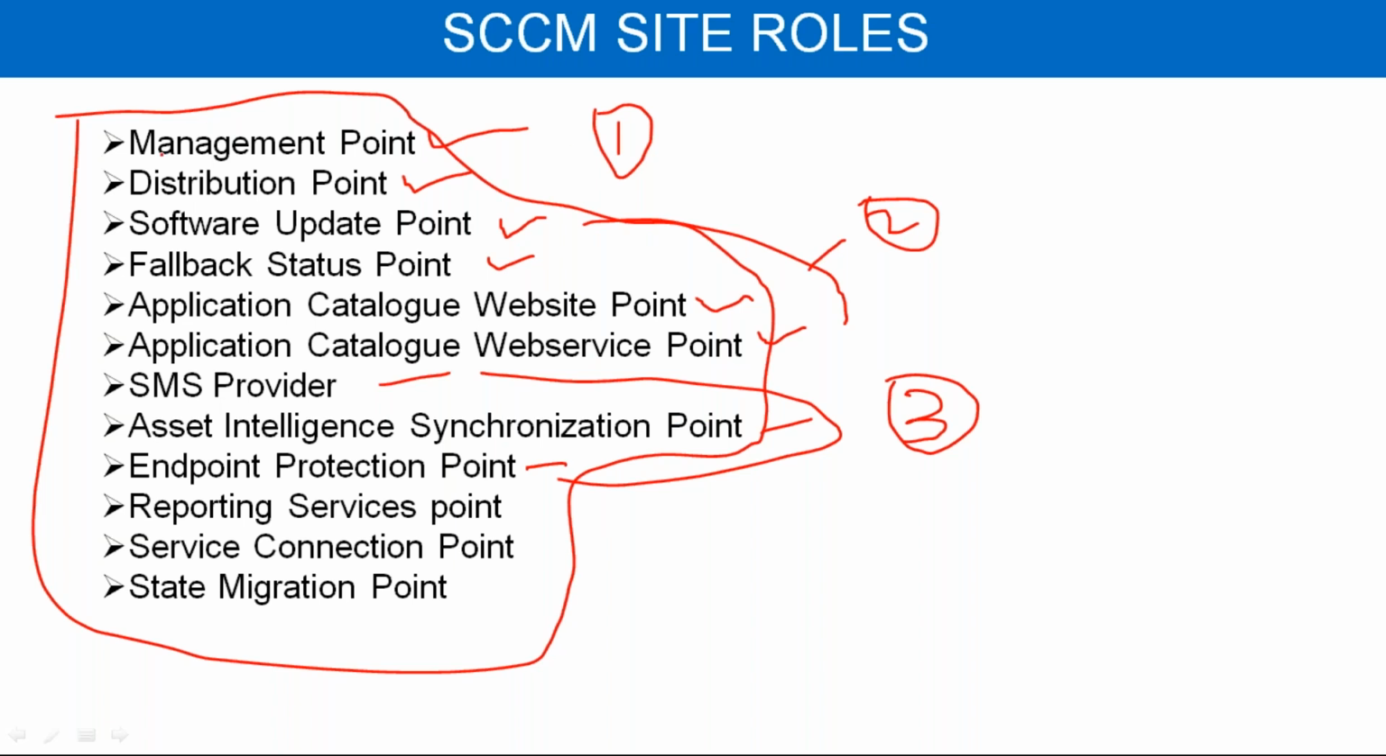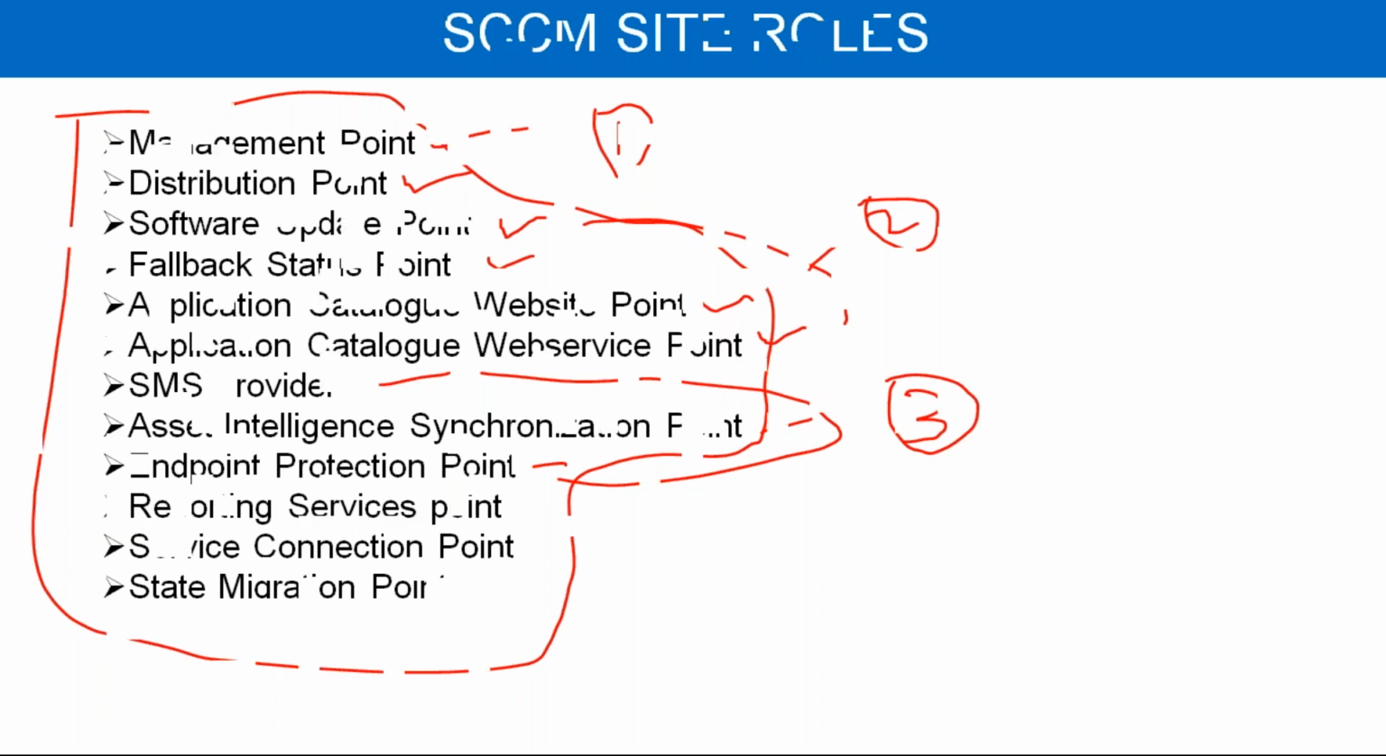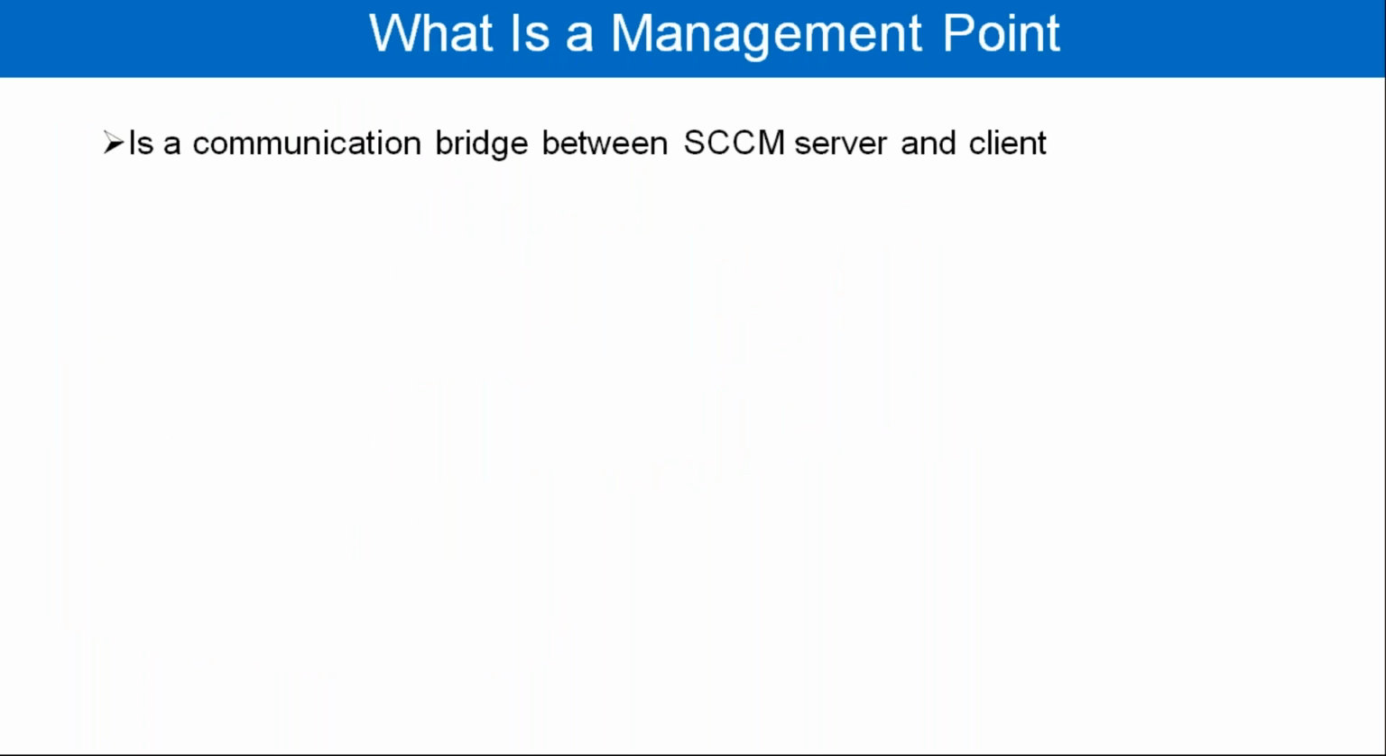Now we'll discuss these roles in detail. The first one is management point. What is a management point? A management point is a communication bridge between the SCCM server and the client. Without a management point, the SCCM client cannot talk to the server. So the communication cannot be established without a management point. It's a major role in SCCM.